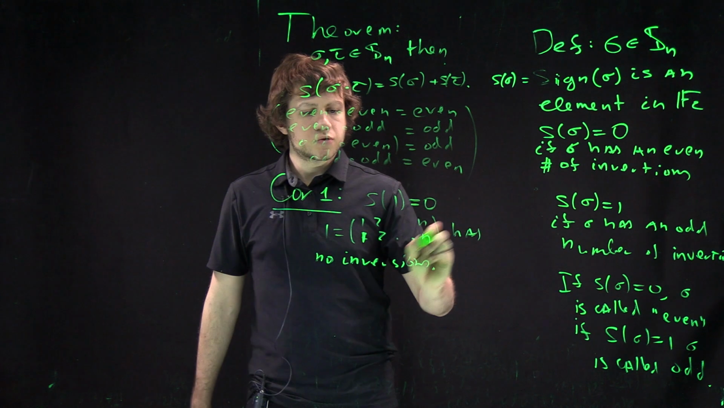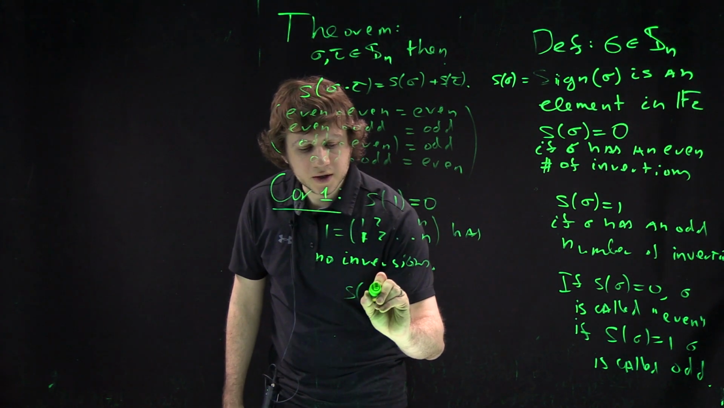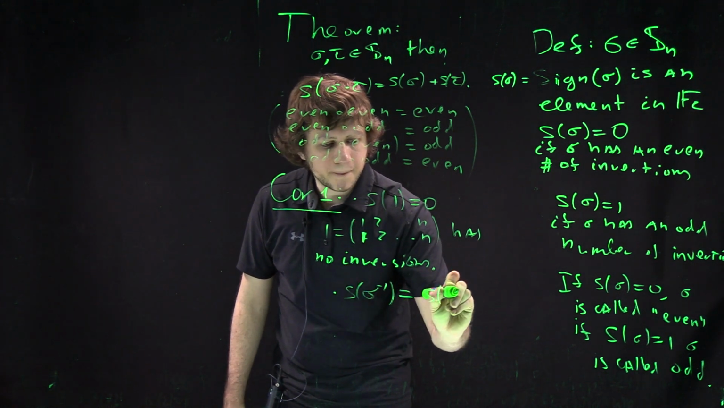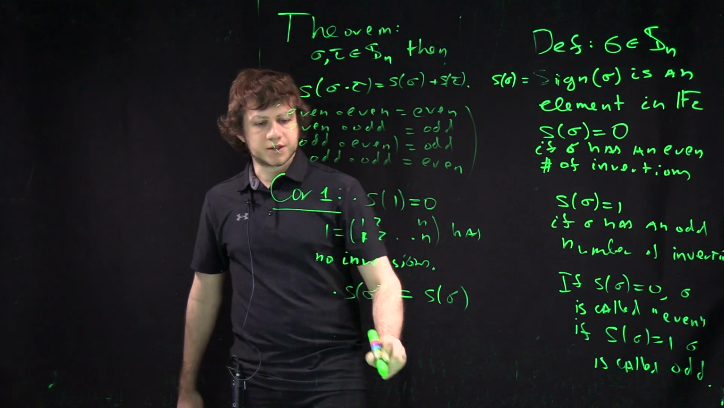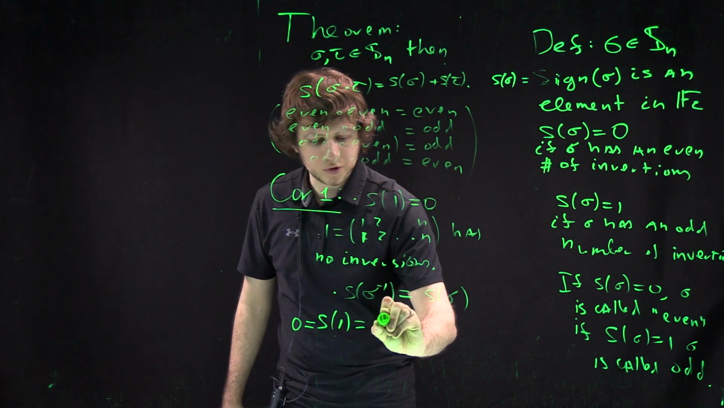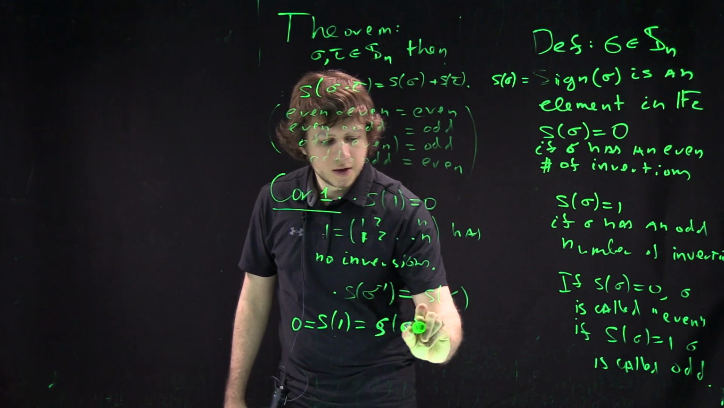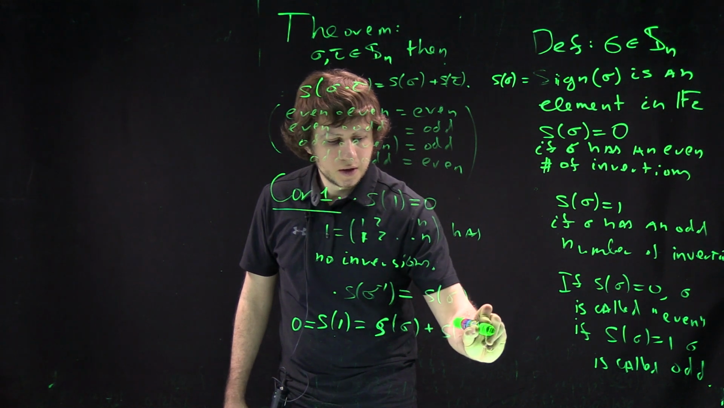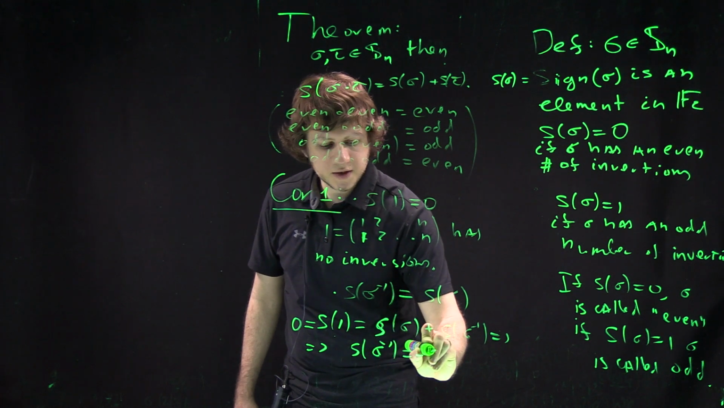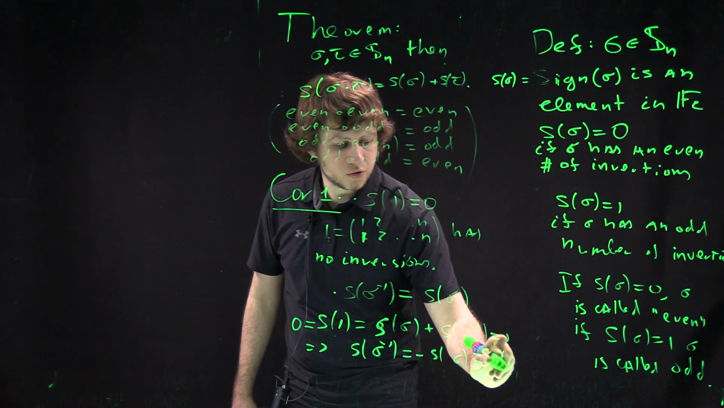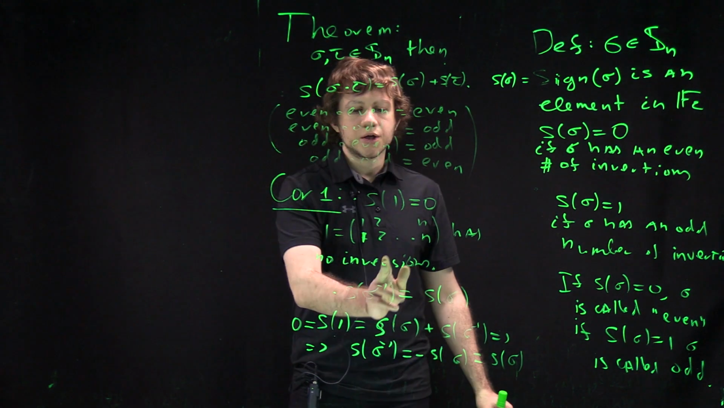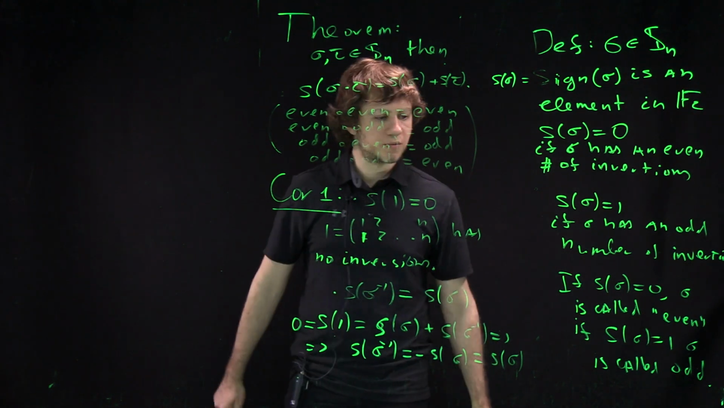Perfect. So another corollary is that S of sigma inverse is the same as S of sigma. And that's just because if you take S of 1, which equals 0 in F2, everything modulo 2, it is S of sigma plus S of sigma inverse. And then, of course, we know that S of sigma inverse equals minus S of sigma, but when you do just 0 and 1 arithmetic, it's the same as S of sigma. So that's why this is true. So inverse permutation has the same sign as the original permutation.